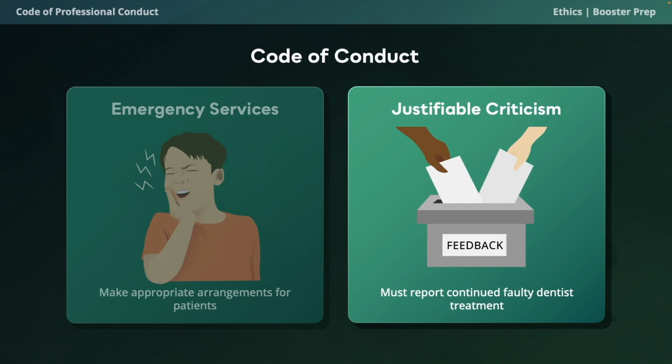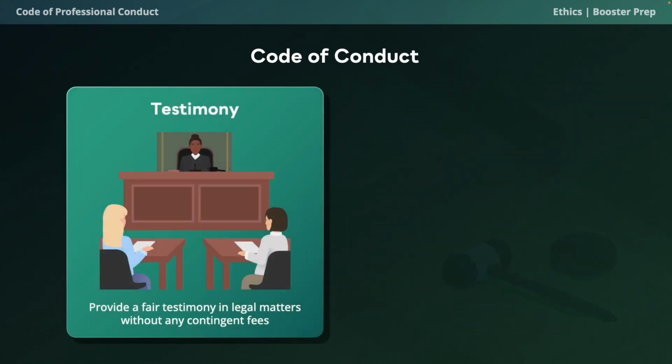Let's look at a couple more ways to honor the ethical principle of justice. In regard to testimony, dentists are allowed to provide a fair testimony in legal matters without any contingent fees. Any testimony we give has to be fair and honest, and we cannot accept payment just to testify in a way that leads to a favorable outcome for one party.